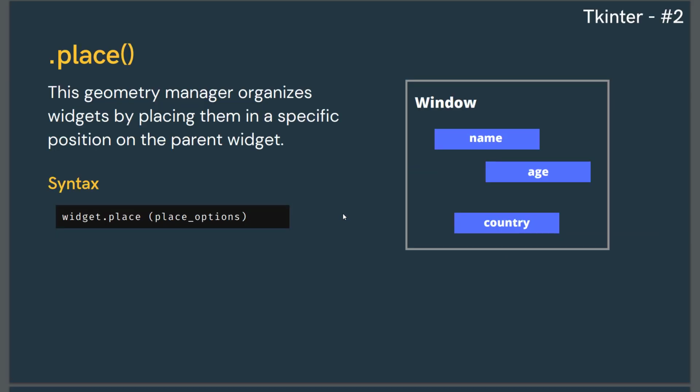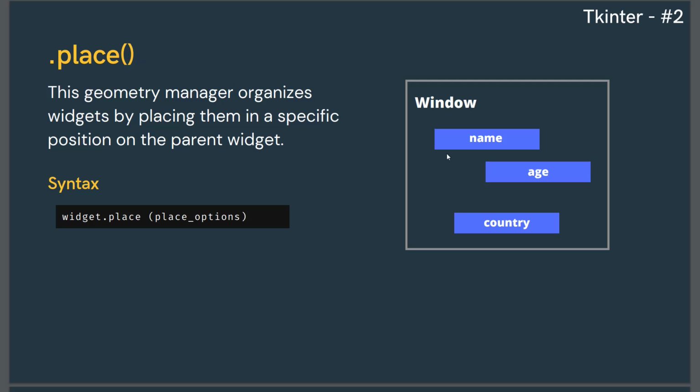So the first way is by using place. If you want to organize your widgets inside the window by using place, it gives you the freedom to move those widgets wherever you want inside the window. You can set the X and the Y, so wherever you want to place the widgets, you are free by using place. This is the syntax: we have the widget, maybe the name of it, then you put dot place, and inside you give some options that work with place.